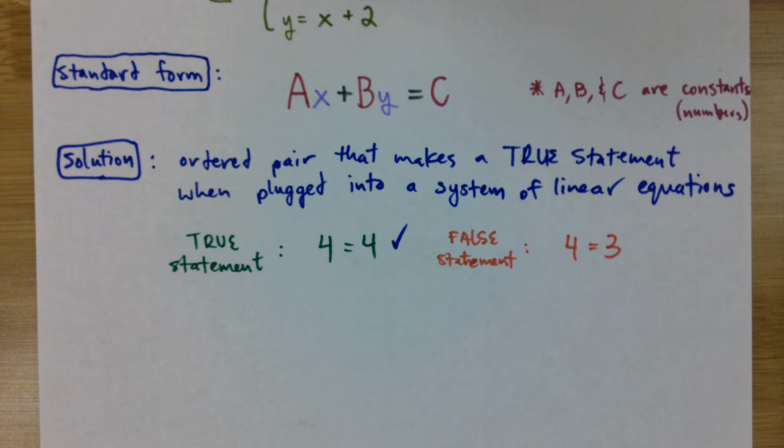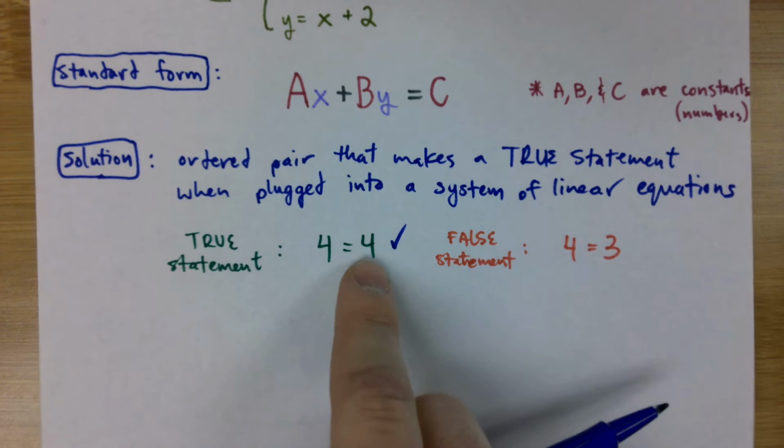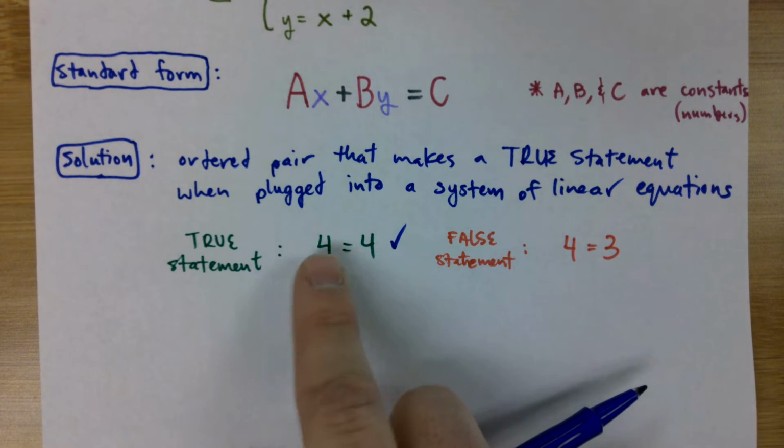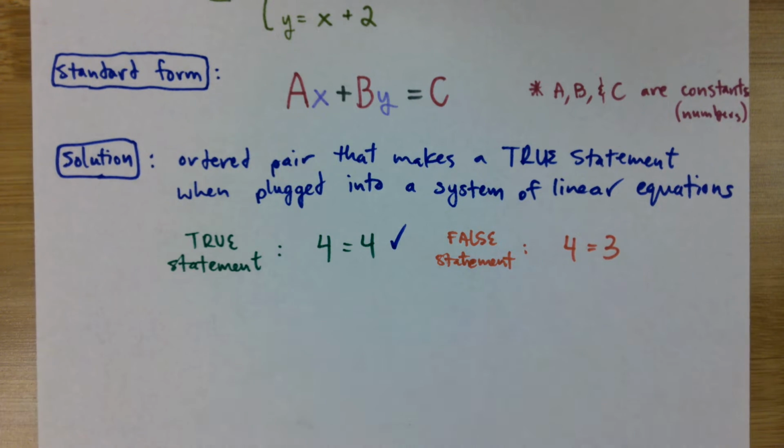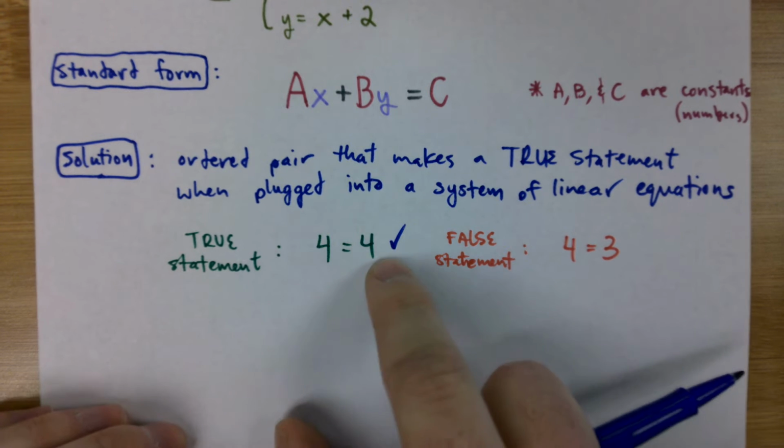Max? Yeah. So true statements, we're going to put a check mark right next to them. Whenever we see 4 equals 4, 10 equals 10, -2 equals -2, if we see the same number on both sides, that's a true statement. We'll give it a check mark.